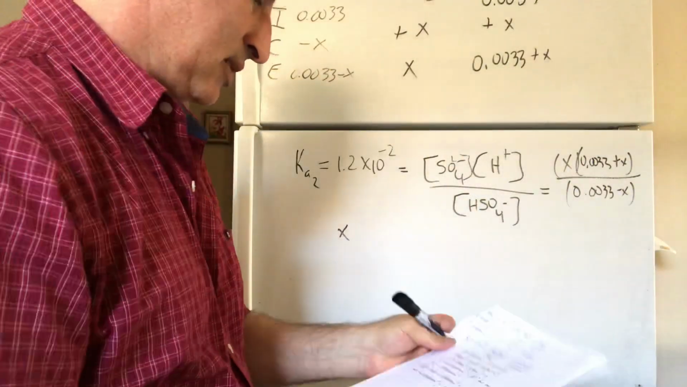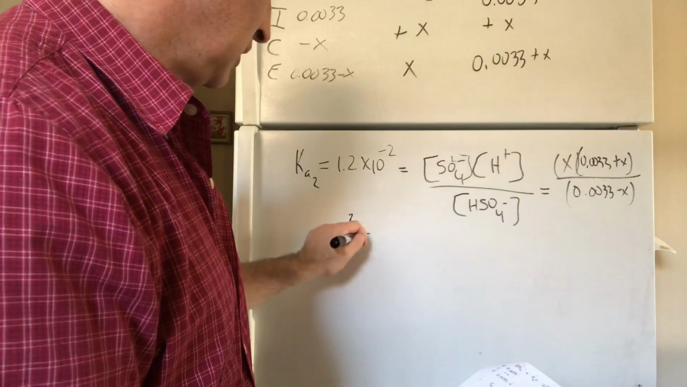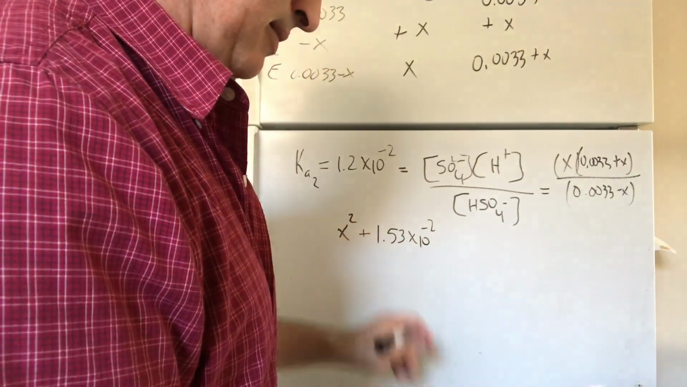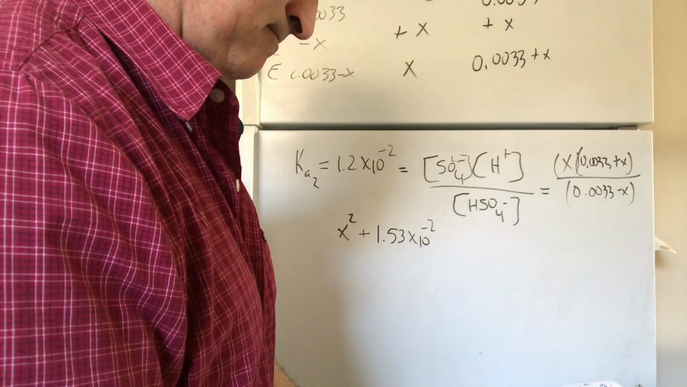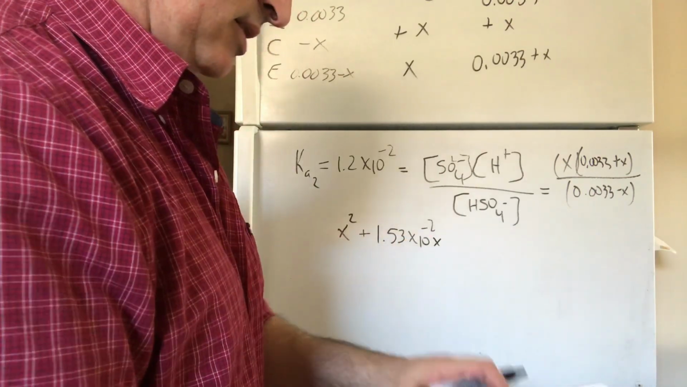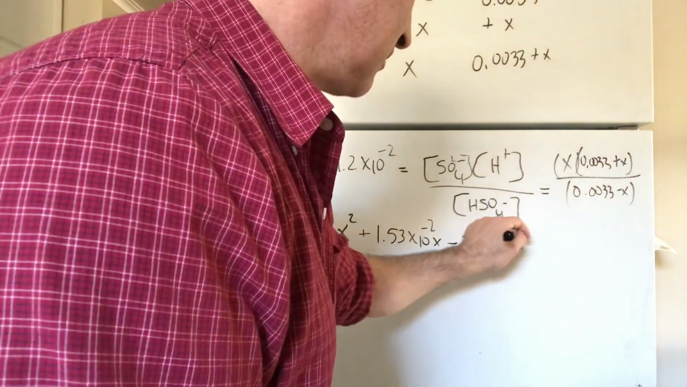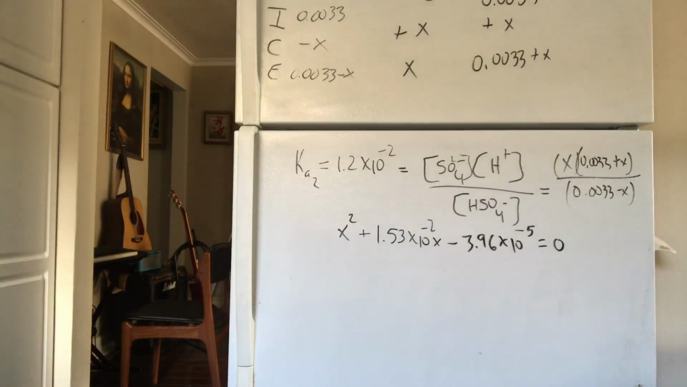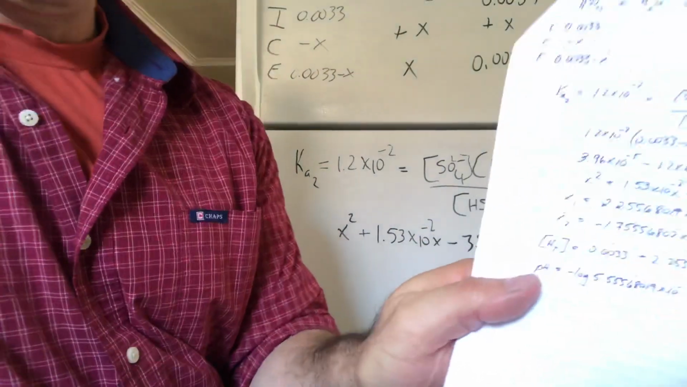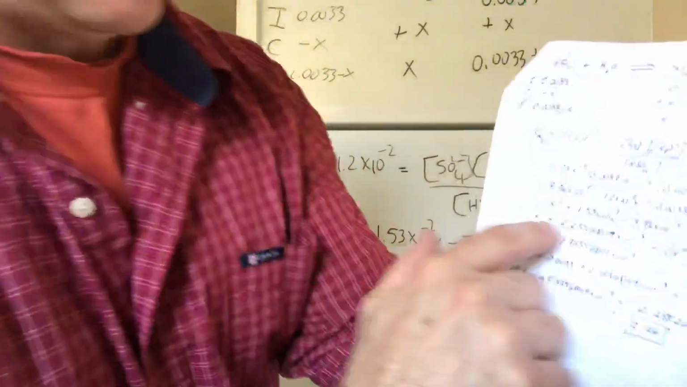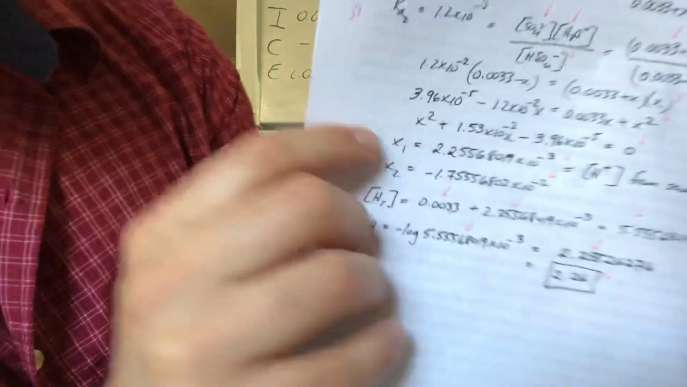There it is. So what you get is a trinomial, x squared plus 1.53 times 10 to the negative 2 x, I didn't put the x, I just noticed I had a little mistake in there, minus 3.96 times 10 to the negative 5 equals 0. Let me put that x in there because I just showed you something with a little mistake in it. There, I had a tiny mistake, which I didn't even notice, but there was supposed to be an x next to that one. Okay? So now you have the correct version.